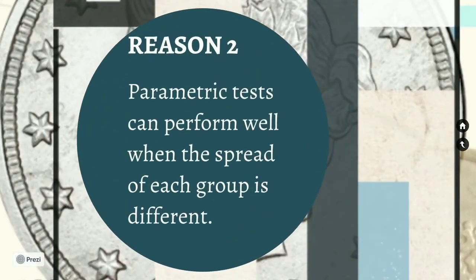Second reason is that parametric tests can perform well when the spread of each group is different. While non-parametric tests don't assume that your data follow a normal distribution, they do have other assumptions that can be hard to meet. For non-parametric tests that compare groups, the common assumption is that the data for all groups must have the same spread or dispersion. If your groups have a different spread, the non-parametric test might not provide valid results. On the other hand, if you use the two-sample t-test or one-way ANOVA, you can simply go to the options sub-dialog and uncheck Assume Equal Variances. And then voila! You're good to go even when the groups have different spreads.